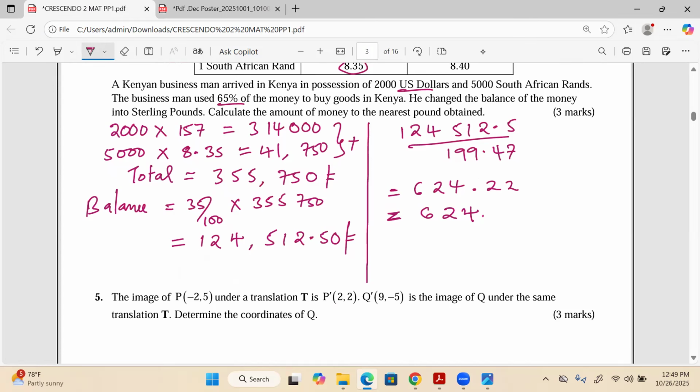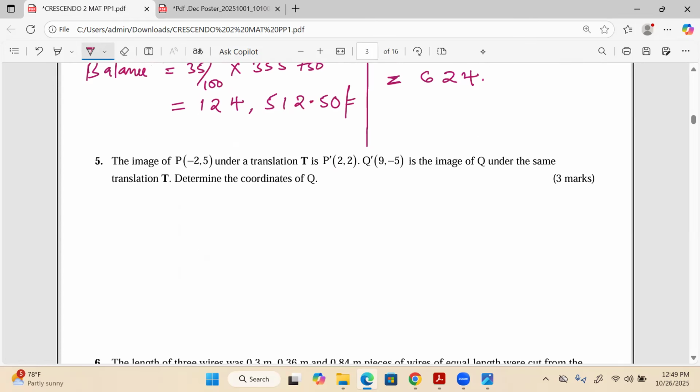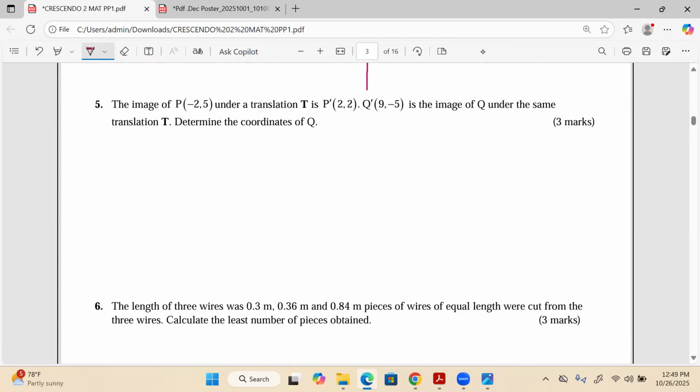Okay, let's look at number 5, ladies and gentlemen. The image of P(-2, 5) under our translation T is P' (2, 2). Then Q'(9, -5) is the image of Q under the same translation T. Determine the coordinates of Q.